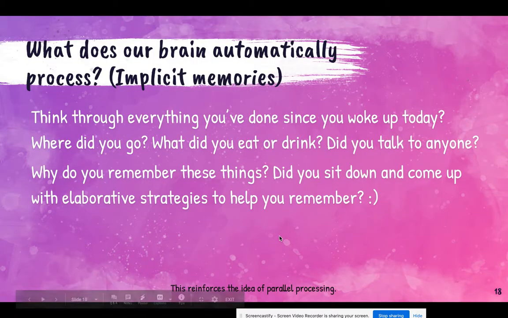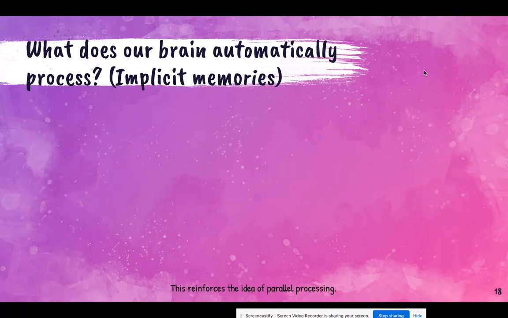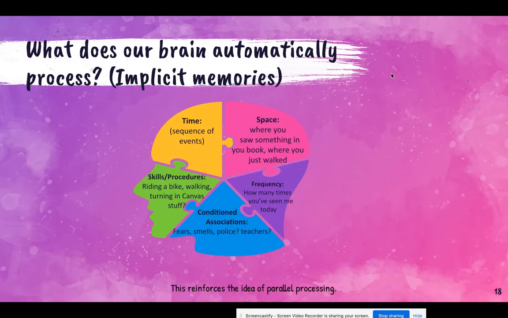So what's included in this? Well, let's think about it. Think through everything you've done since you woke up today. Where'd you go? What did you eat or drink? Did you talk to anyone? Now, let's pause. Did you put time into remembering that? What strategy did you use, right? Those are kind of ridiculous questions because you're like, I don't know, I just know them. I just can kind of walk through my day, right? Well, those are the things that we encode automatically, okay? Again, or implicit memories. So this whole idea reinforces parallel processing, meaning we're doing lots of things at once.